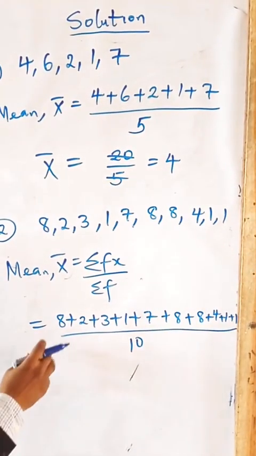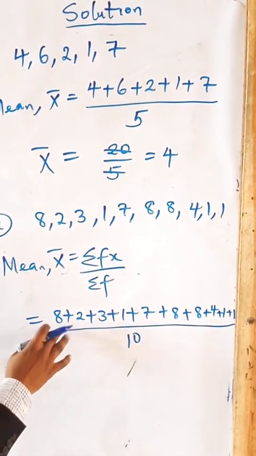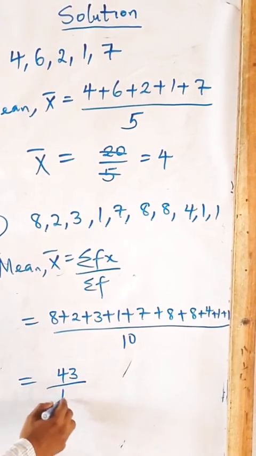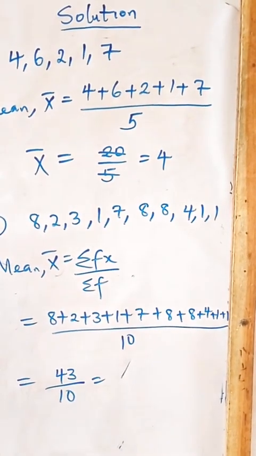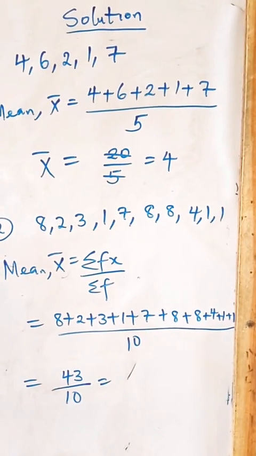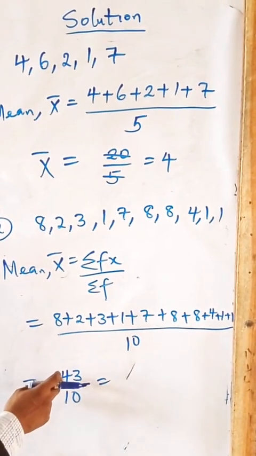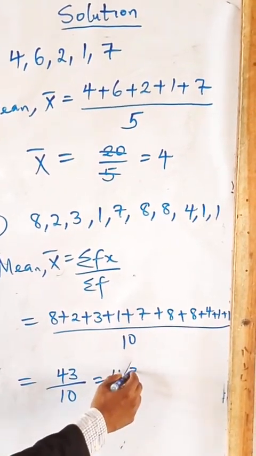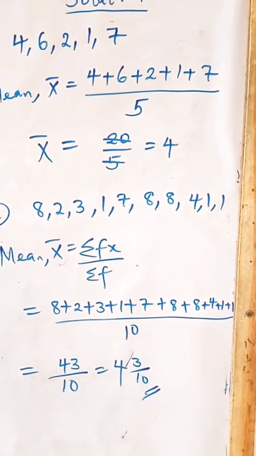So by the time we add these together, we are going to have 43 over 10. Then we are going to write our answer in the form of a mixed fraction. 10 into 43, we are going to have 4, remainder 3 over 10.